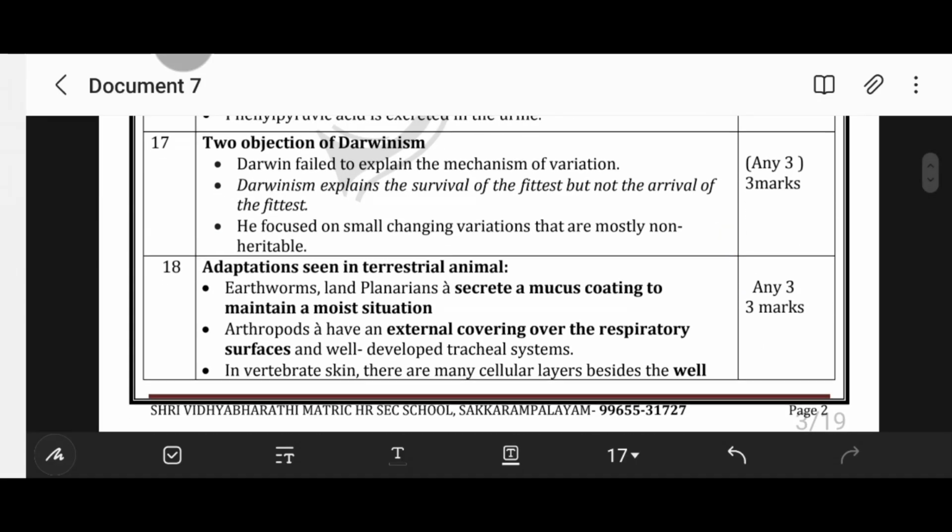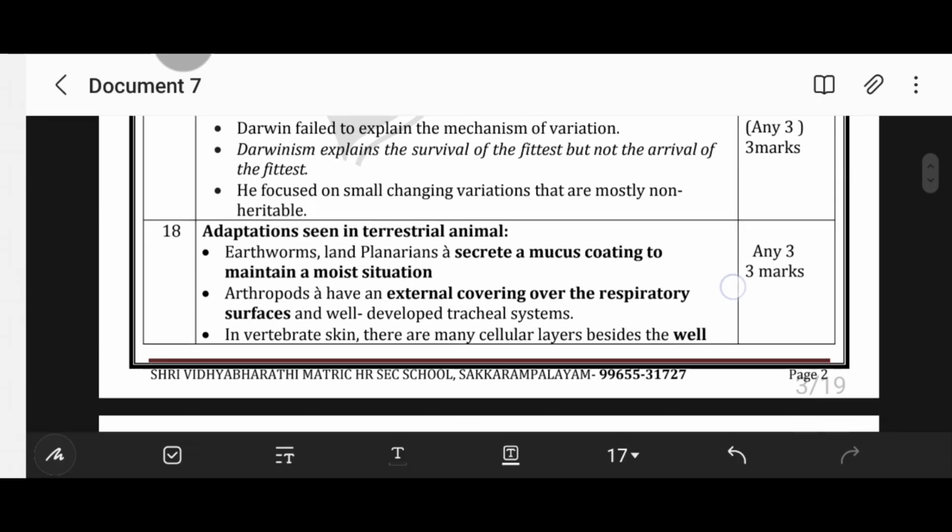And then question number 18, chapter 10 book back question. In pure science, this is one of the 5 mark questions, but in the bio-zoology question paper it is a 3 mark question. Terrestrial animals' adaptation. Some examples: earthworms and land planaria secrete a mucus coating to maintain a moist condition. It is one of the terrestrial habitat animals' adaptations. Mucus secretion: earthworms and planaria secrete a mucus coating to maintain moisture.